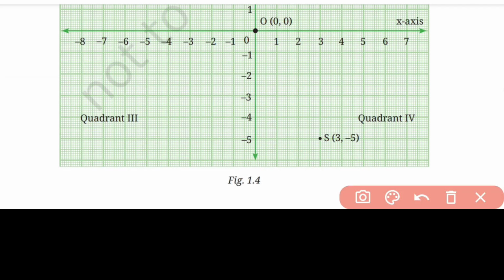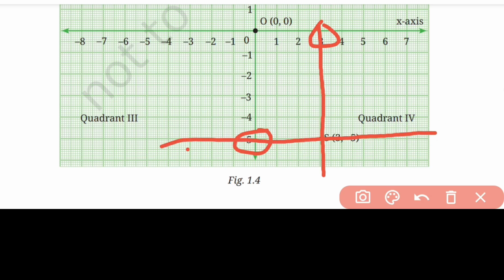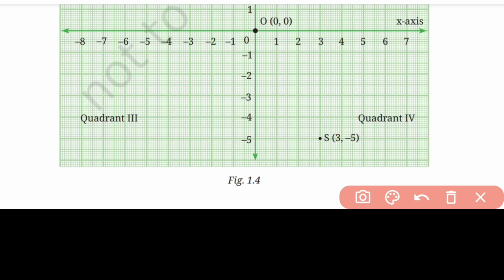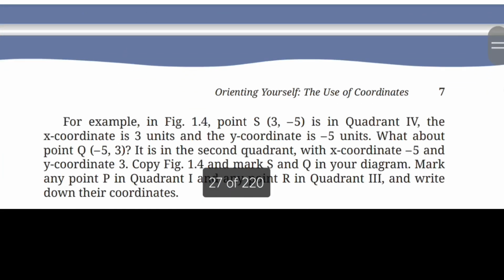Let us take one more example, (3, -5). 3 is on the x-axis and -5 is on the y-axis. Now this whole line is 3 and this whole line is -5. Where these two lines intersect, that point is called (3, -5). Therefore, this point is called (3, -5). Like this, we have to represent any point on the coordinate plane.